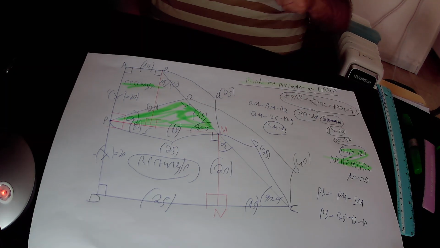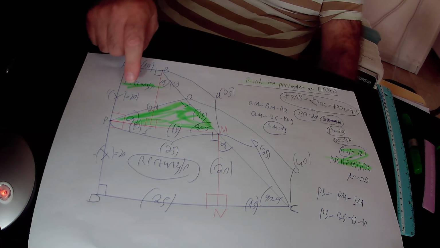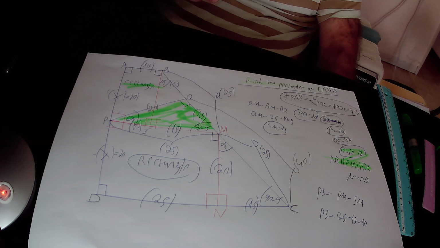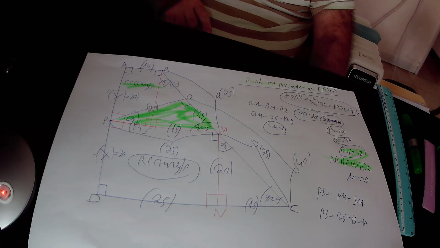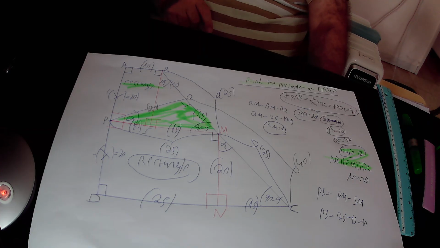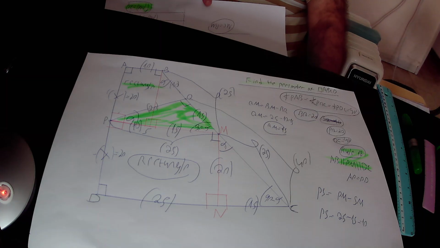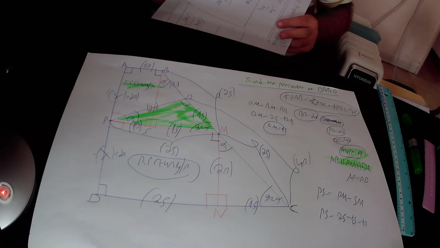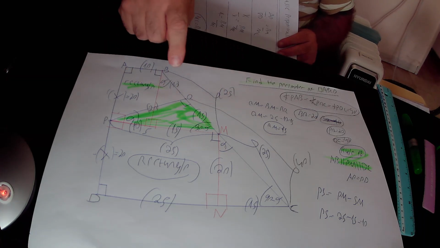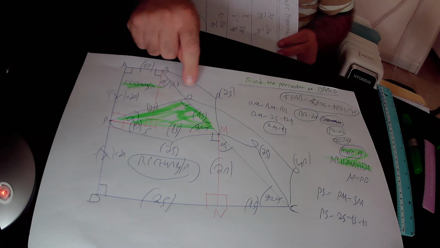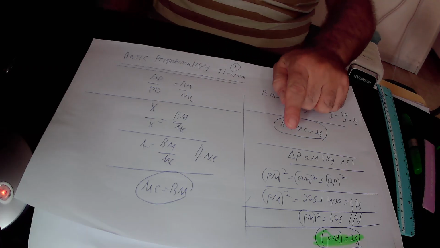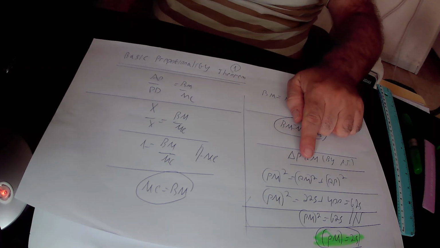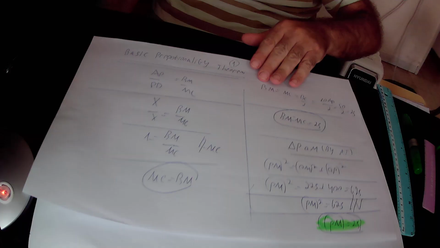In the next step, we implement the Pythagoras theorem on this right green triangle PQM. According to the Pythagoras theorem, in a right triangle, the square of the hypotenuse equals the sum of the squares of the perpendicular sides. So in the right triangle PQM, PM squared, that is the square of the hypotenuse, equals PQ squared plus QM squared.